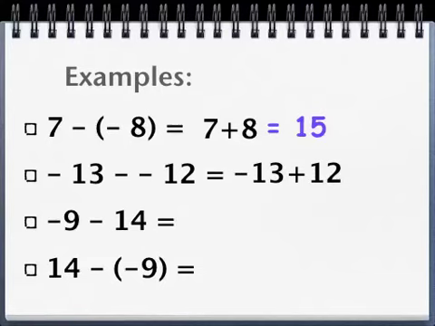So this is negative 13 plus 12. Now I have different signs, so I need to subtract the numbers, keep the sign of the larger number, which is going to be a negative because 13 is greater than 12. And my answer is negative 1.